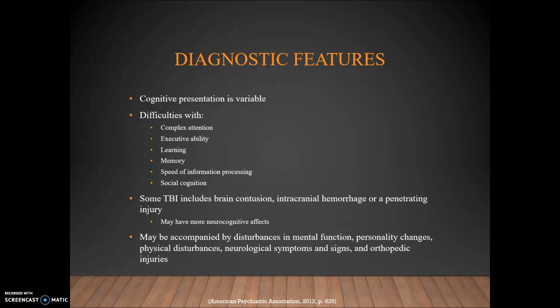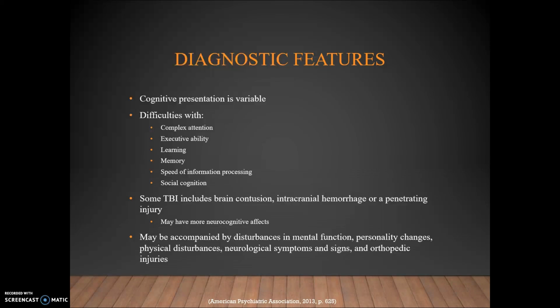Some traumatic brain injury includes brain contusion, intracranial hemorrhage, or a penetrating injury. But again, not all of them do. Traumatic brain injury can just be an impact to the head. And the ones that do include this brain contusion, intracranial hemorrhage, or a penetrating injury may have more neurocognitive effects.